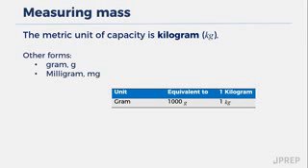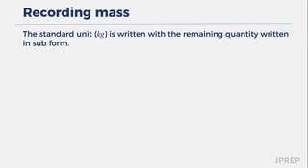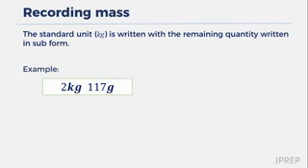1000 grams is equivalent to 1 kilogram, and 1 million milligrams will make up 1 kilogram. Let's look at how we can record masses. As we have seen that there is a standard unit, which is a kilogram, we also have several divisions, which are gram and milligram. So we can use the standard one together with the lower one to help us record our masses. For example, I can have 2 kilograms and 117 grams.